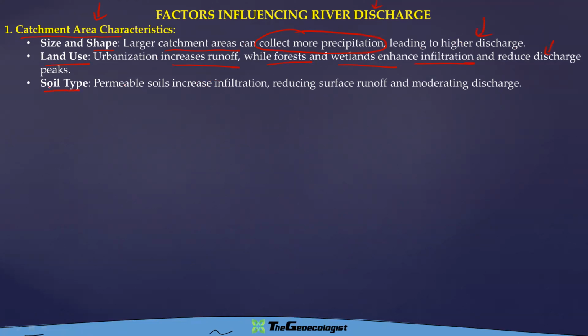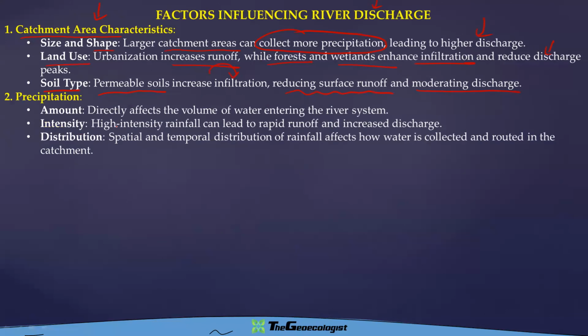Soil type is also important. In biogeography lectures, we talked about permeability and porosity of soil. Permeable soil increases infiltration, right, and reduces surface runoff, moderating discharge. So the first factor is the characteristics of the catchment area. Second is precipitation. Because of the impact of climate change, there are seasonal anomalies happening. Most areas are experiencing cloud bursts now, so you have heavy discharge at sudden times. Amount, intensity, and distribution are the three important things in precipitation to look into.